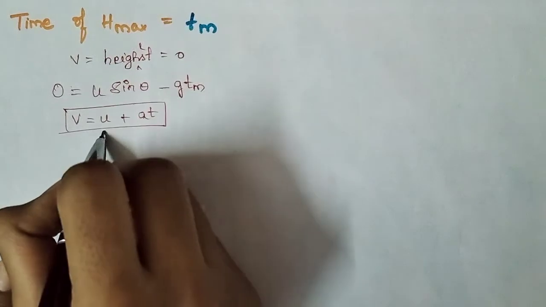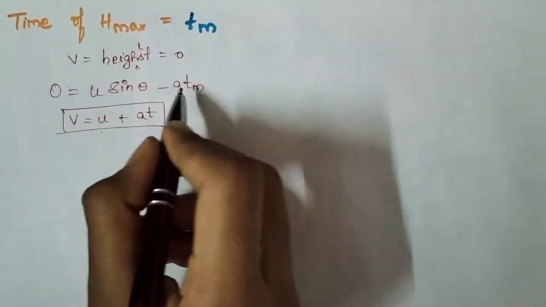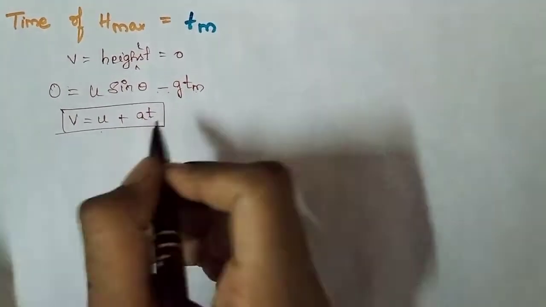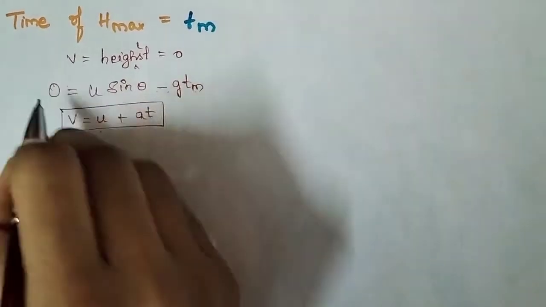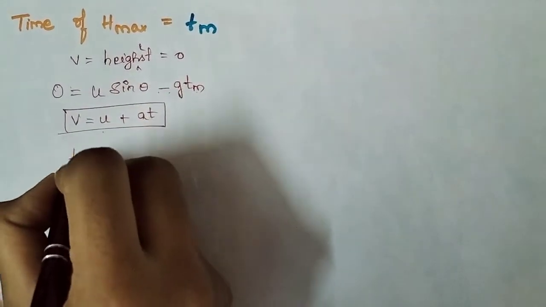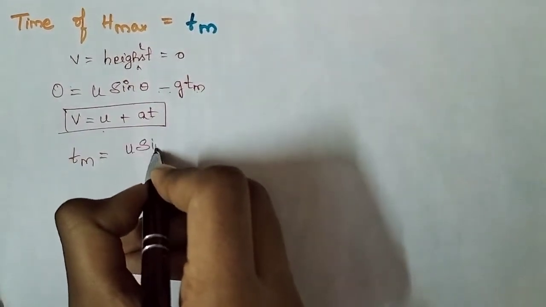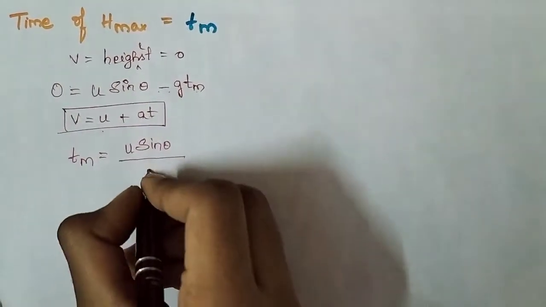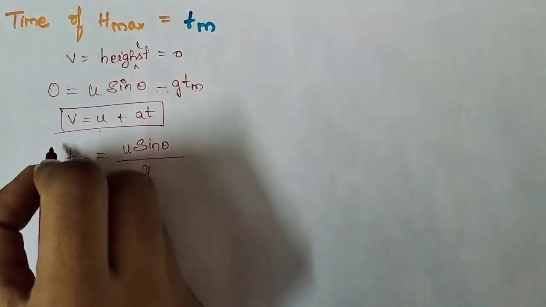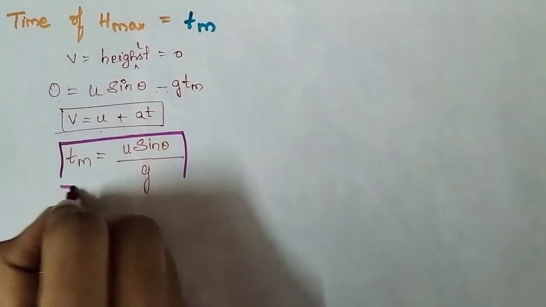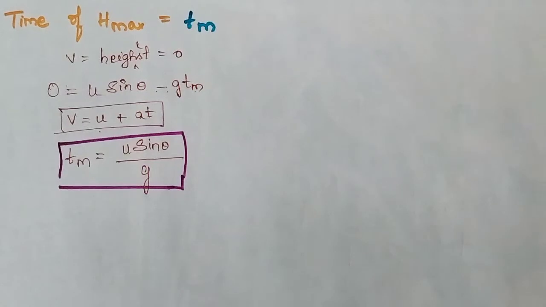U sin theta is the initial velocity which was given, then minus g against gravity, then Tm. How can we write this? We can alter this: g Tm comes to this side and we finally get Tm to be u sin theta by g. So the final answer we got. Clear?